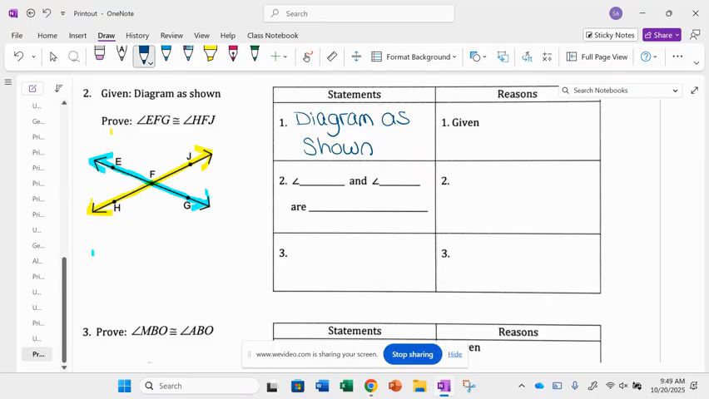Now, Jack told us we know that these two angles are congruent because they're both straight angles. And he's right. But anywhere in our proof, did it state that they were straight angles? No. So we have to write that down. So we're going to say angle EFG and angle HFJ are straight angles.